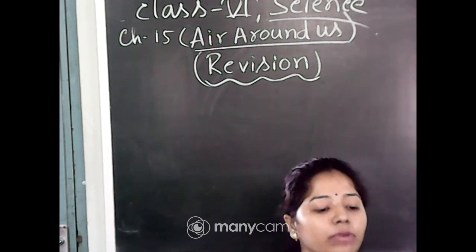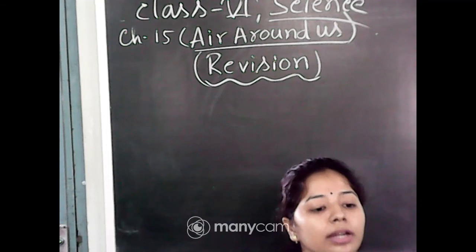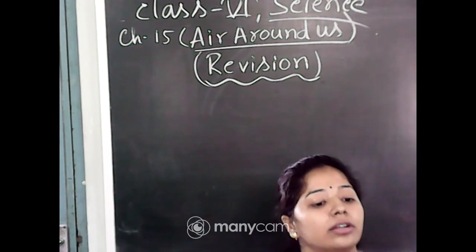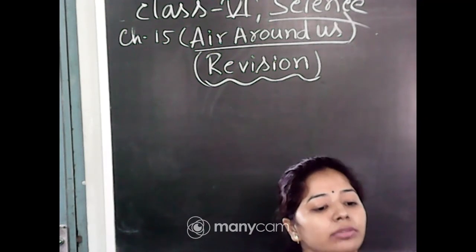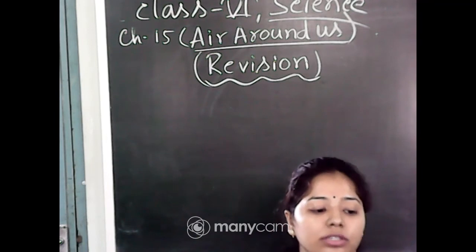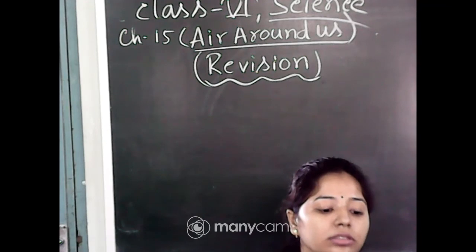But one thing you have to remember: during respiration plants also take oxygen, but the amount of oxygen required by plants during respiration is always less than the oxygen produced by them during photosynthesis. Got this point, everyone?